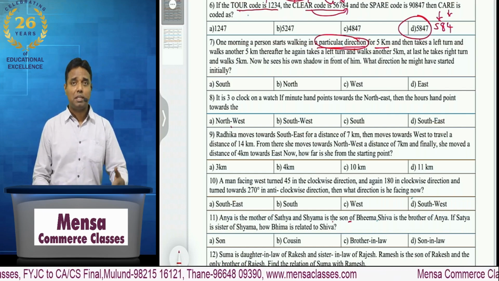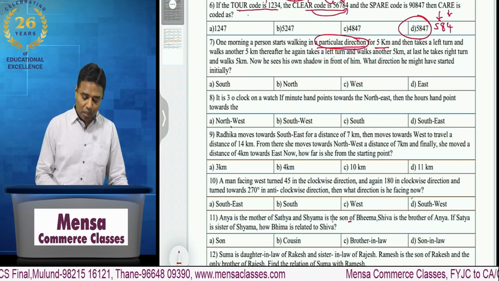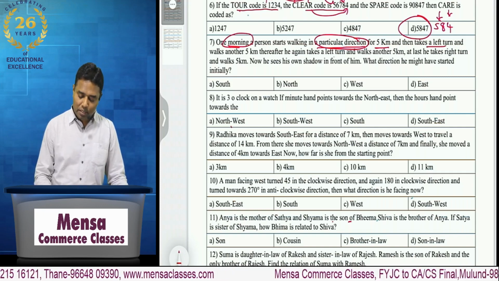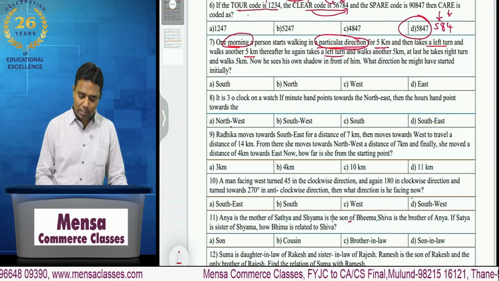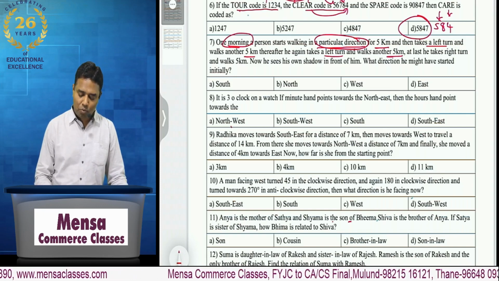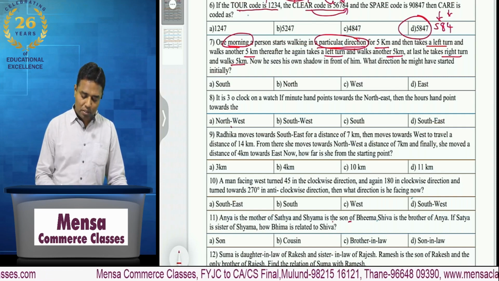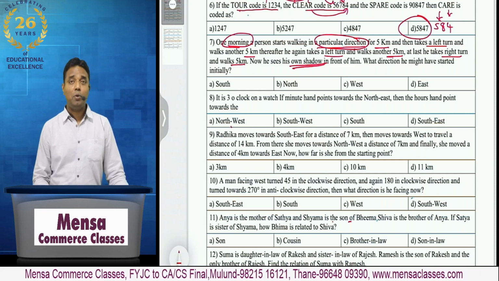Normally the question says towards west, east and something like that, which is not said here. And that too in the morning. For 5 kilometers, take left, walks another 5 kilometers, again takes left, walks another 5 kilometers, again takes right, and walks 5 kilometers. Now he sees his own shadow in front of him.